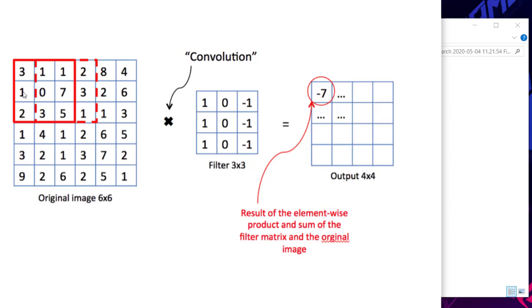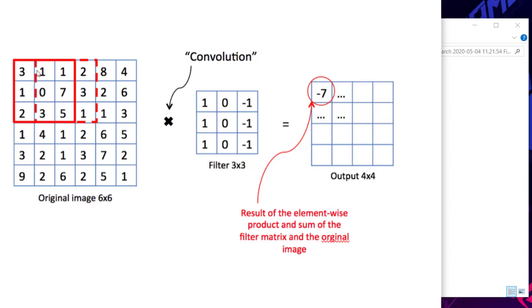3 into 1, 1 into 1, 2 into 1. How much is it? 3 plus 1 is 4, 4 plus 2 is 6, and here all zeros, 0 into 0 into 0, and this is minus 1 minus 1 minus 1, so it becomes minus 13 plus 6, that produces a minus 7. So that's how we have output minus 7 here.